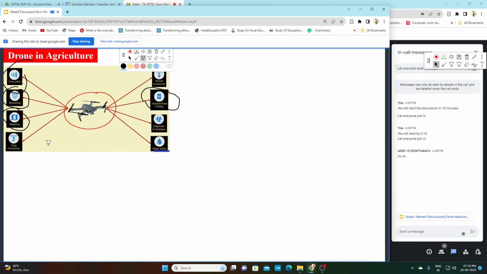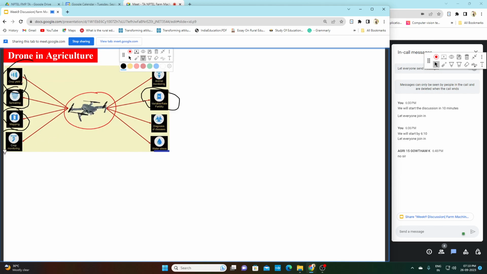Mapping means that in soil there will be some portions where there is more fertilizer availability, but in some portions there will be a lack of nutrient availability. So your drone can map all those locations where there is nutrient availability and where there is nutrient unavailability.